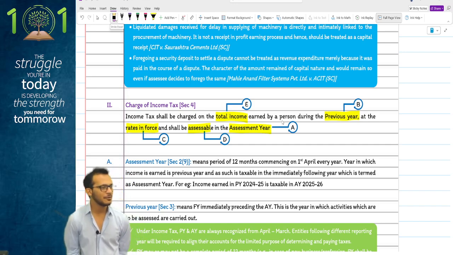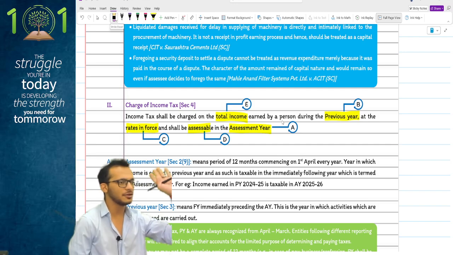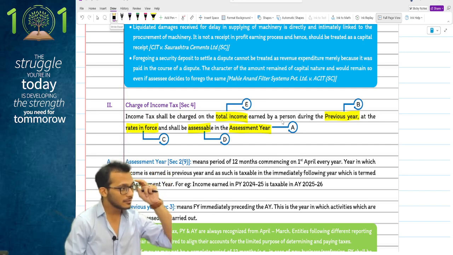What is the basic requirement of creating HUF, people? Rahul today can just go to the Income Tax Department and say, Rahul wants to create an HUF called Rahul HUF. Allowed, not allowed? Allowed.